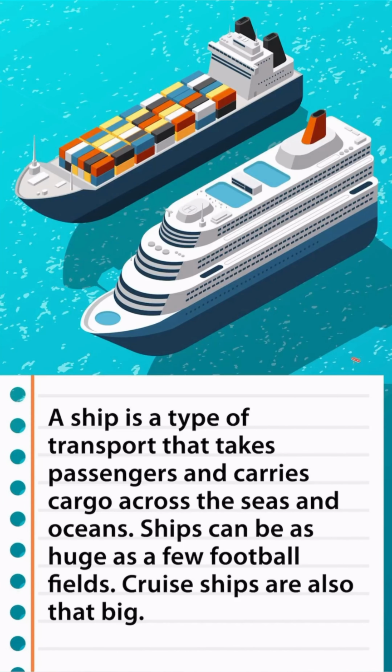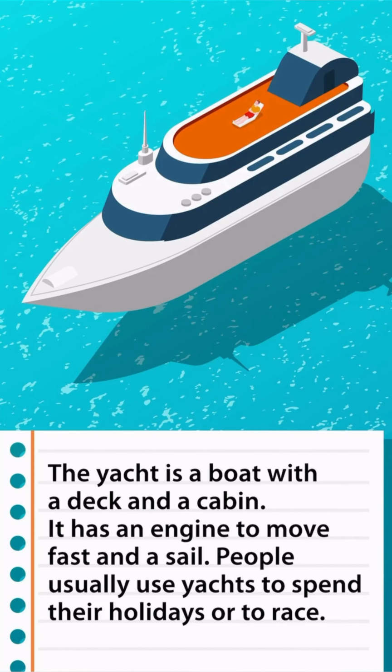A ship is a type of transport that takes passengers and carries cargo across the seas and oceans. Ships can be as huge as a few football fields. Cruise ships are also that big. The yacht is a boat with a deck and a cabin. It has an engine to move fast and a sail. People usually use yachts to spend their holidays or to make competitions.